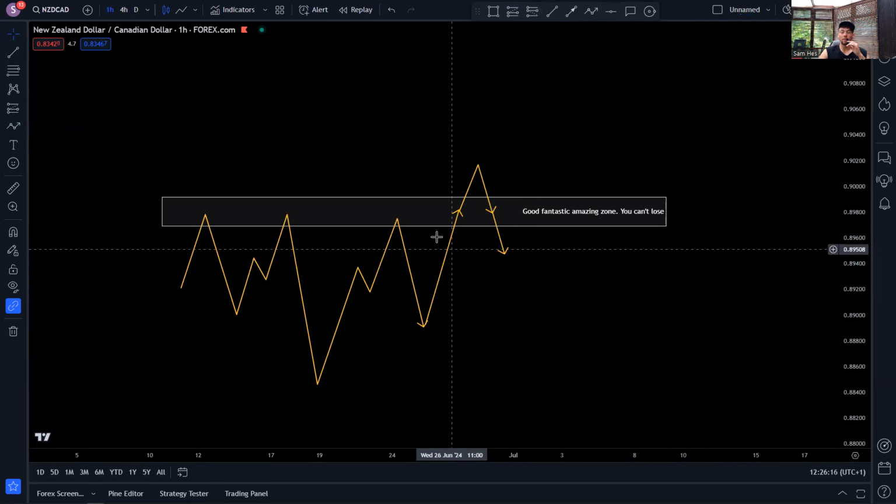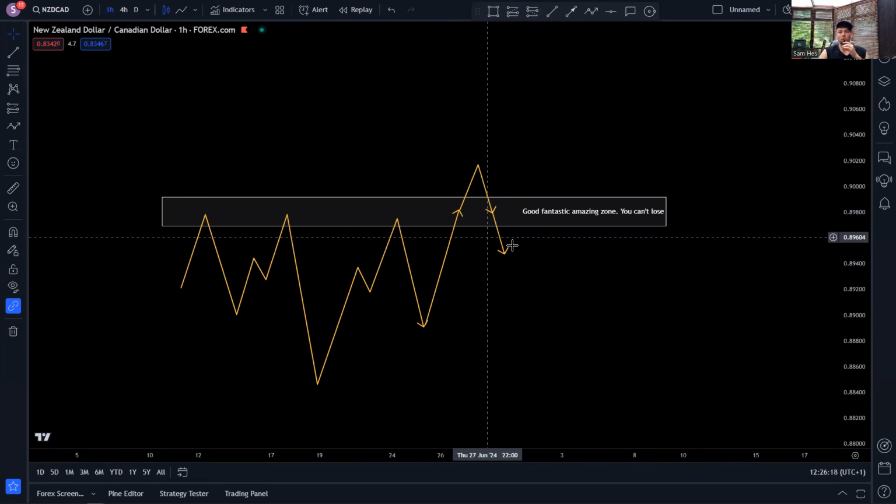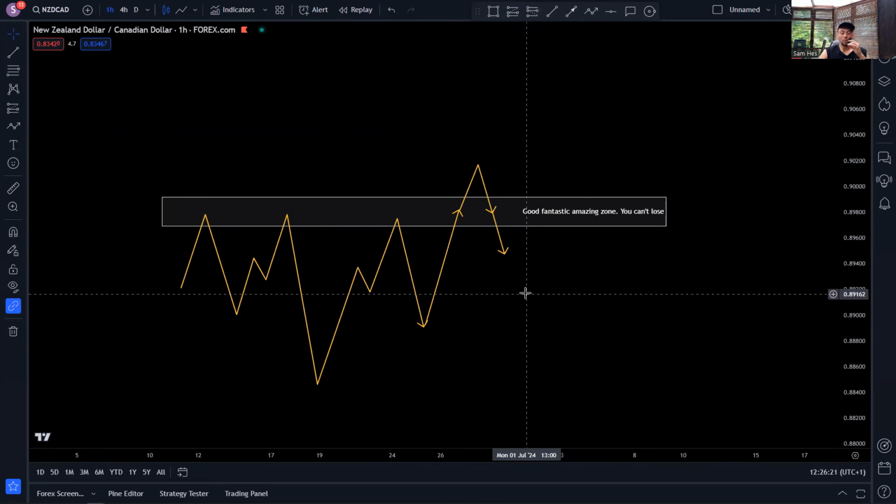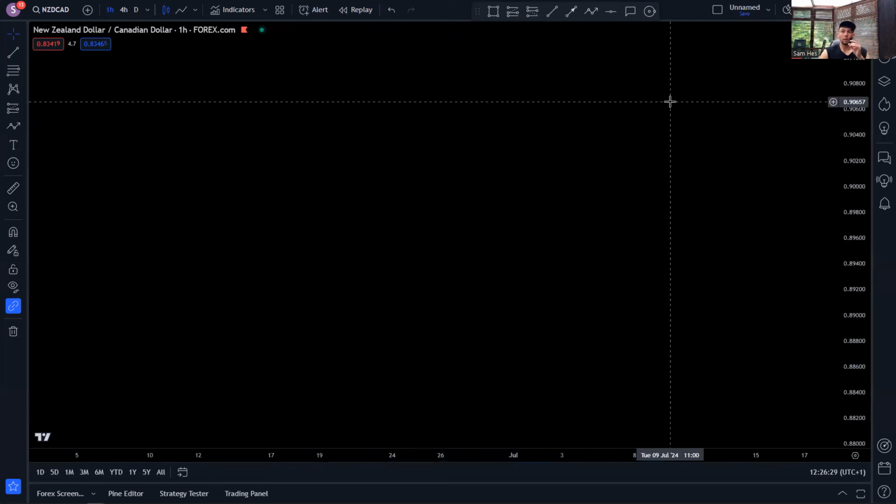And then at this time, if price has broken the zone 2 times, well, then now we're back to where we were earlier, where it's not a clear zone. And we just delete it.